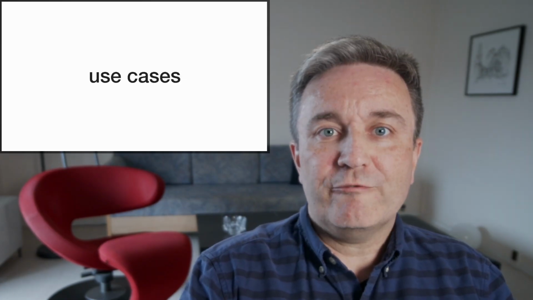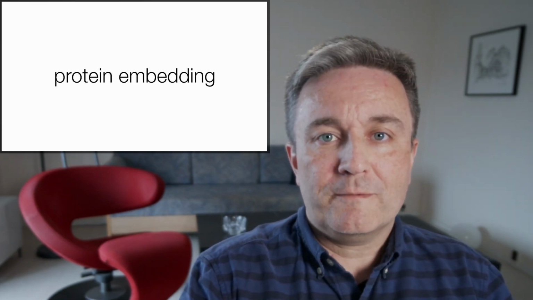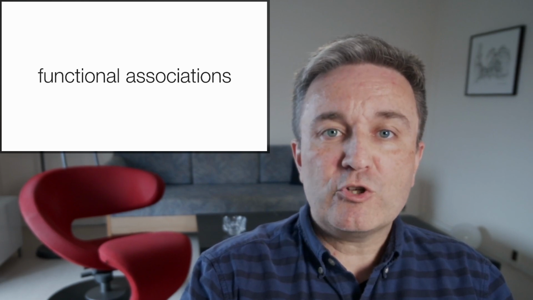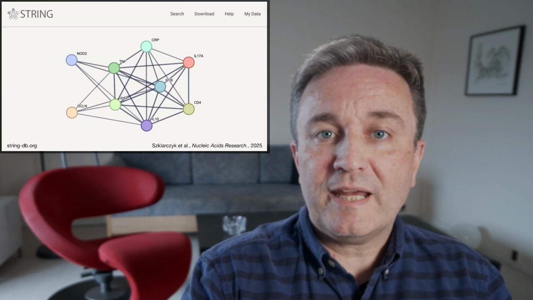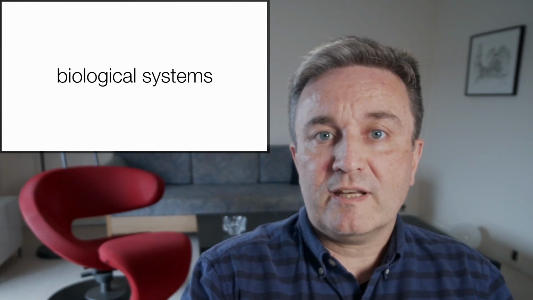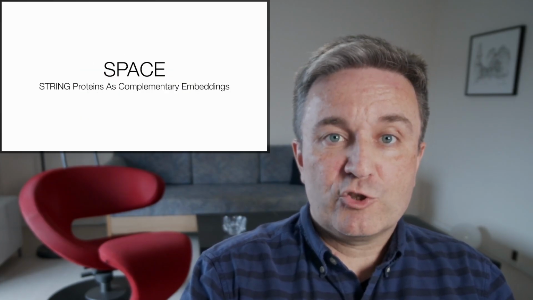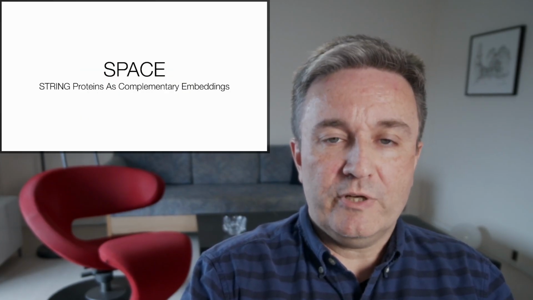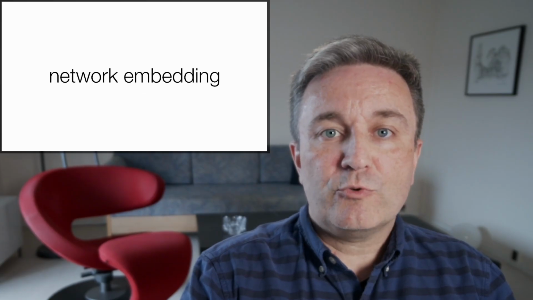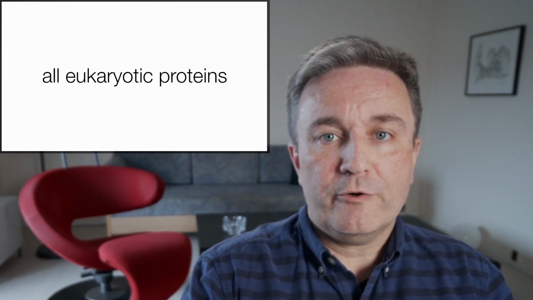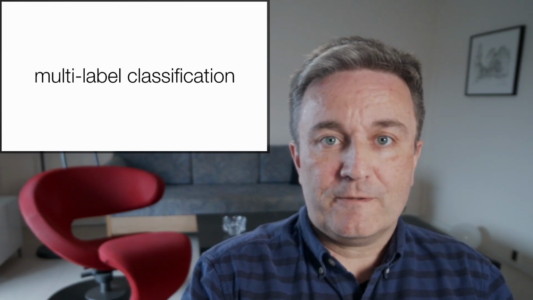Let's get a bit more specific and look at some concrete use cases. Here I'll talk about protein embeddings created from the functional associations in the STRING database, thereby creating embeddings that capture biological systems. While still at the Novo Nordisk Foundation Center for Protein Research, we developed SPACE, STRING proteins as complementary embeddings. This resource provides both network embeddings and sequence embeddings for all eukaryotic proteins in the STRING database.